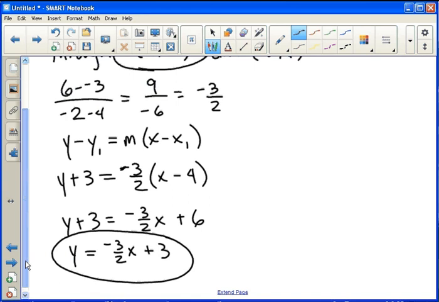So one possibility again is the first example we had of writing the equation of a line where we have 1 point and a slope. There's also a possibility like this where we just are given 2 points and we have to find the slope before we can write the equation.